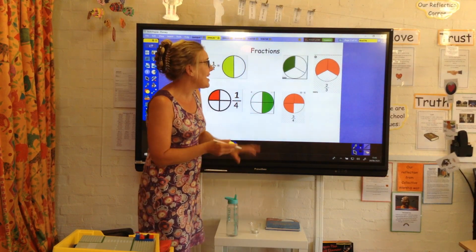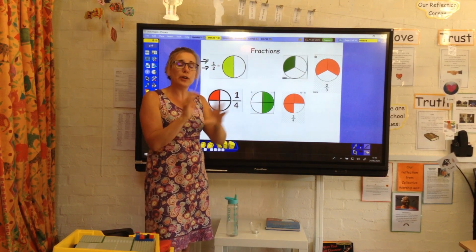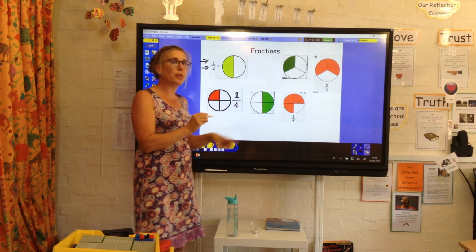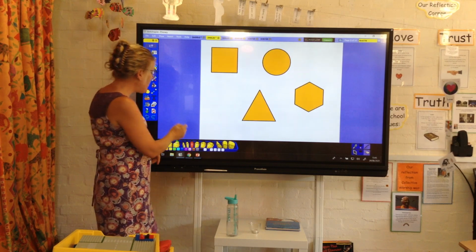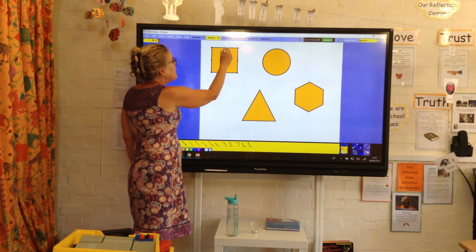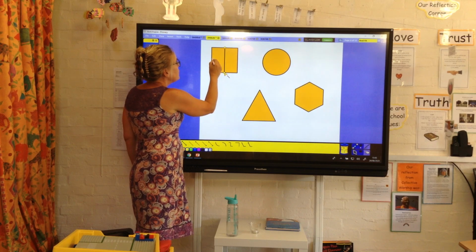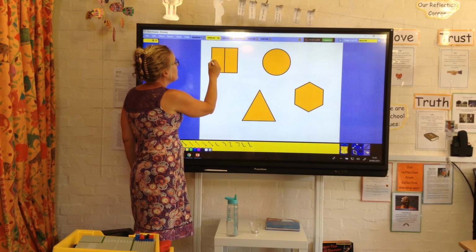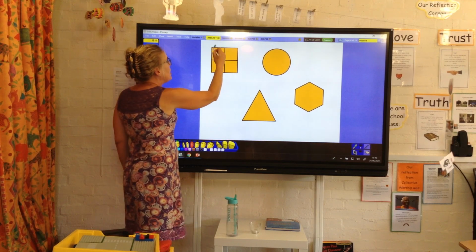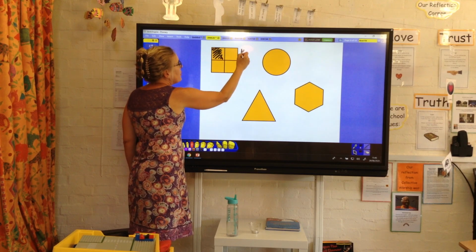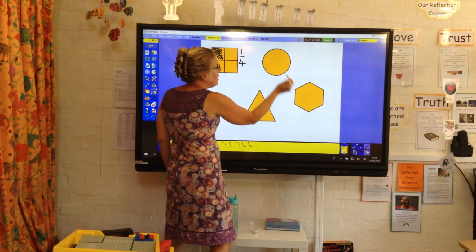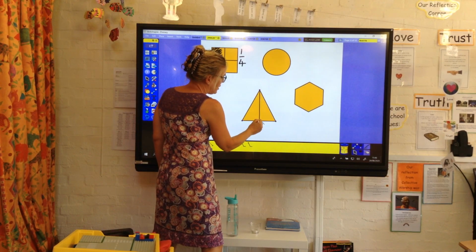What I'd like you to do today is to draw some shapes and find fractions of those shapes. And when you've done that, shade in parts of them and label them correctly. So if we have a look here, if I was going to find a quarter of this square, I would draw 2 lines across, if it will let me, there we go. And then if I wanted to draw 1 quarter, I shade in 1 quarter and I'm going to label it with 1 quarter. I might find a half of a shape, or I might not find half of that one because I can actually do thirds with that one.